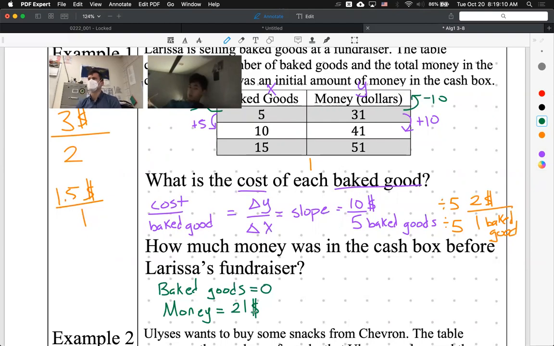Cool, and that makes sense, right? When baked goods is 0, you haven't sold any baked goods. That means you haven't started the fundraiser yet. So if you haven't sold anything, that's how much money you should have started with.